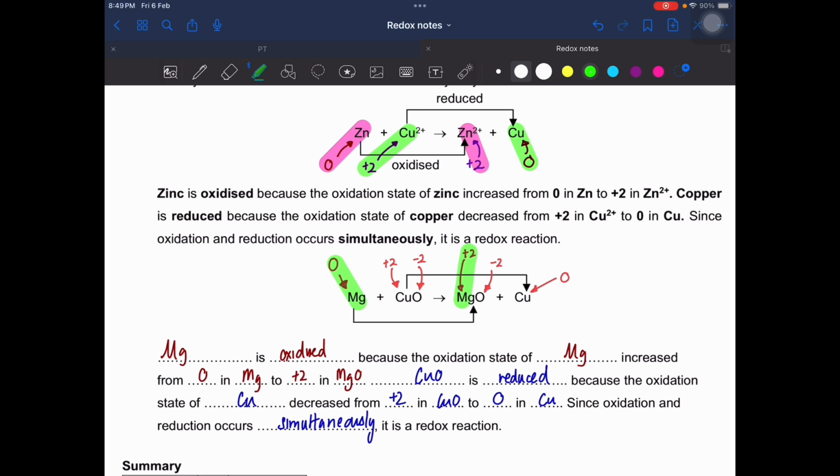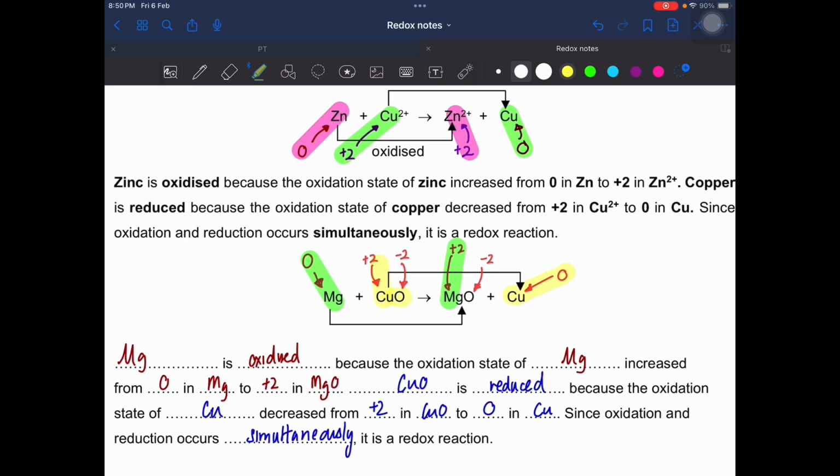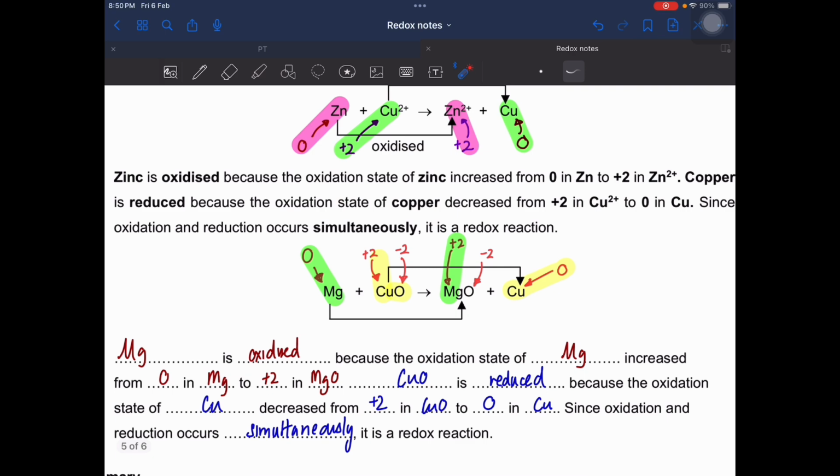Take a look at the phrasing. Okay, copper 2 oxide is being reduced, right? Because the oxidation state of copper actually decreased from +2 to oxidation state of 0 in Cu. Okay, so that is how we describe the reduction. You may be curious now and you might be asking, sure, what about this oxygen, -2 and -2? If there's no change, that means we don't care whether it is being reduced or oxidized, and therefore we will not talk about this -2 over here.